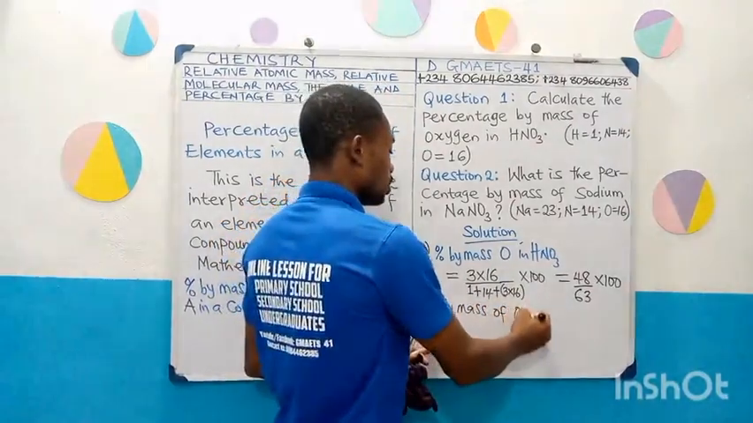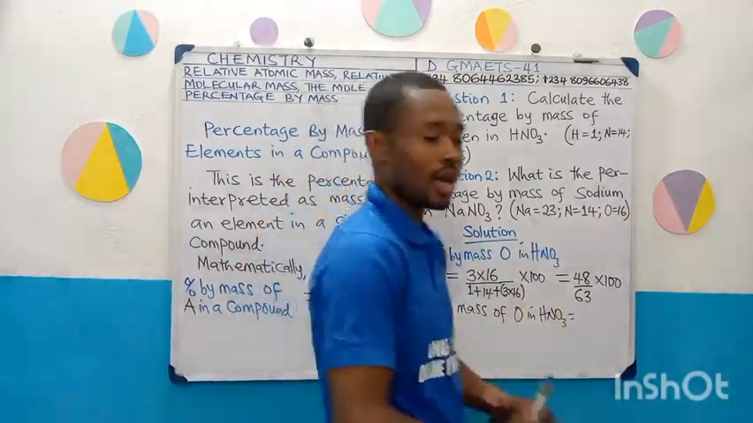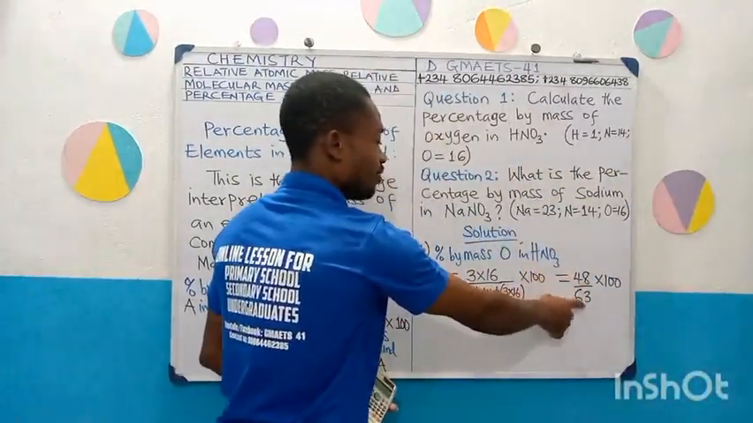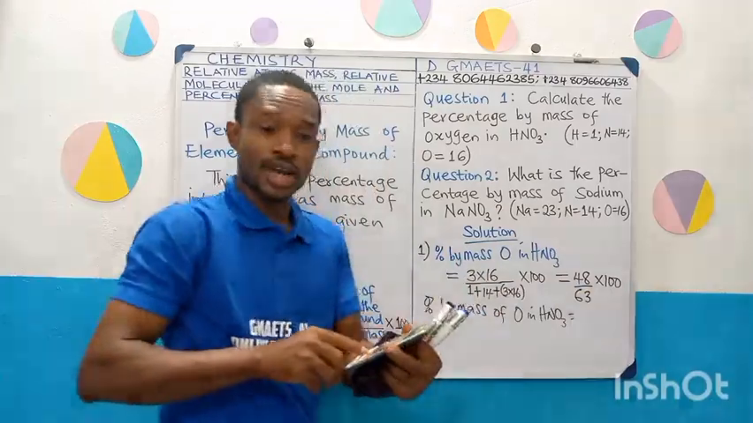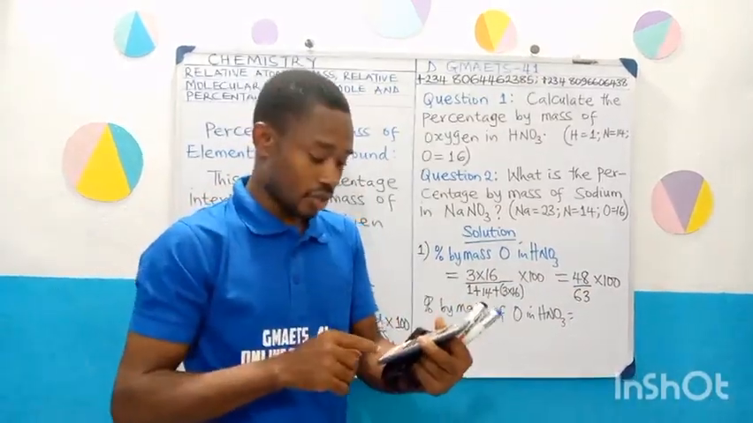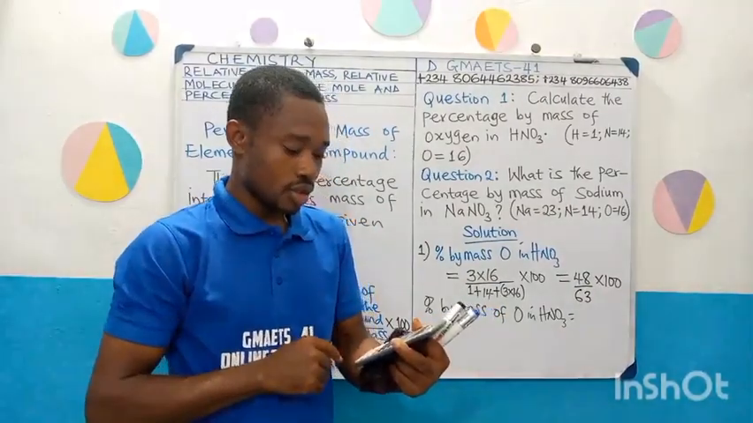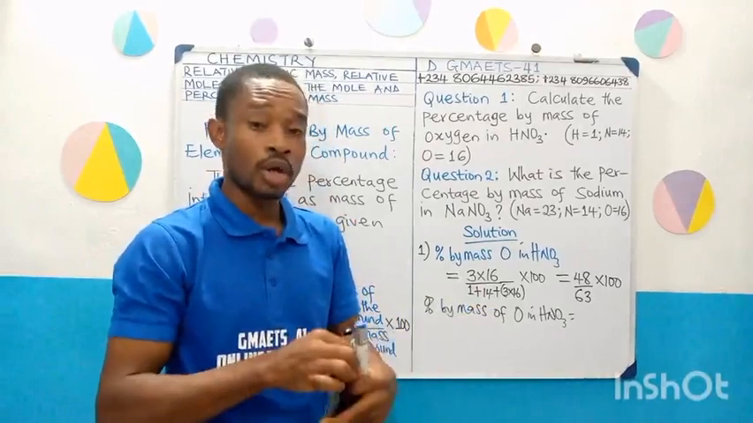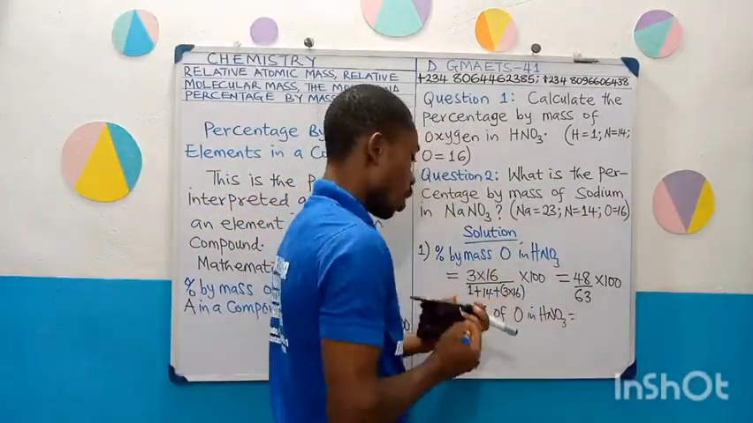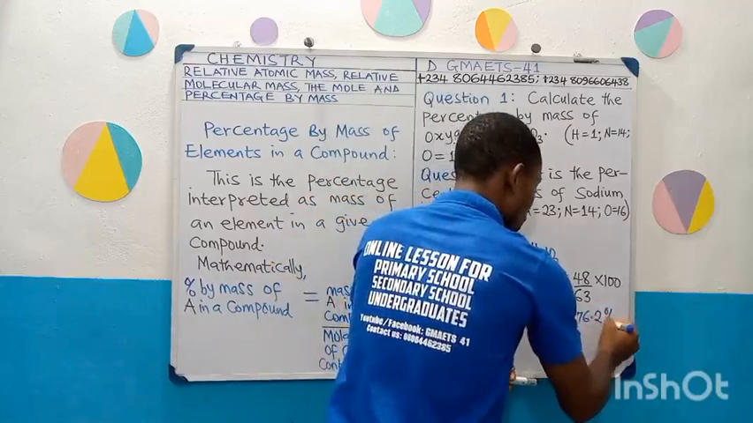of oxygen in HNO3 will now be equal to, let me get my calculator. So 48 divided by 63 times 100. I will press that. You can press along with your calculator. 48 divided by 63, then multiply it by 100. So this gave 76.2 approximately. 76.2. So you put percent.